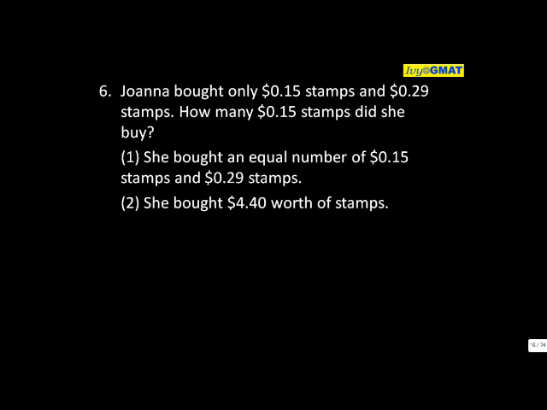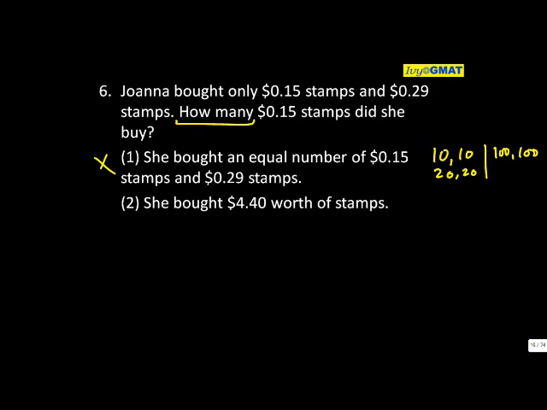Let's see whatever you've solved so far. Let's see how to approach these problems one by one. Once again, because it is data sufficiency, we'll have to consider each statement independently. If I look at only 15 cent and 29 cent stamps and 15 cents, how many did she buy? If I say she bought an equal number, she could have bought 10, 10 also, 20, 20 also, 100, 100 also, we don't know. This doesn't give me the exact precise number. So the first statement is not sufficient at all.